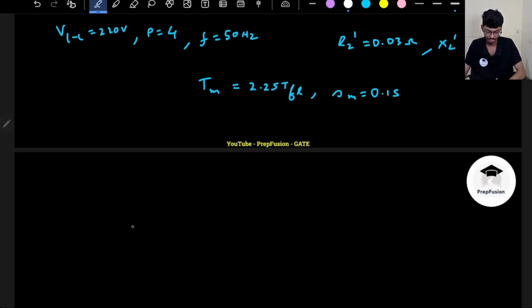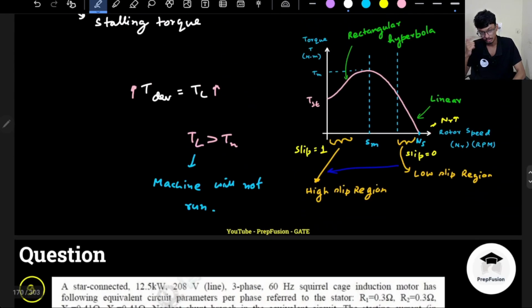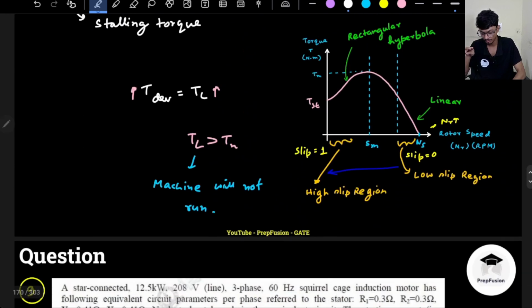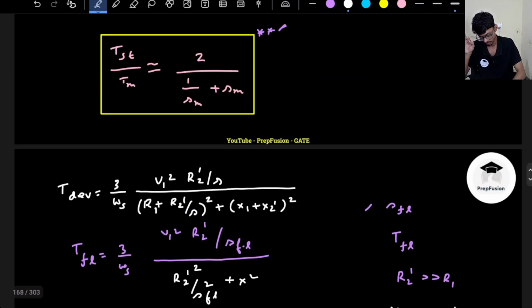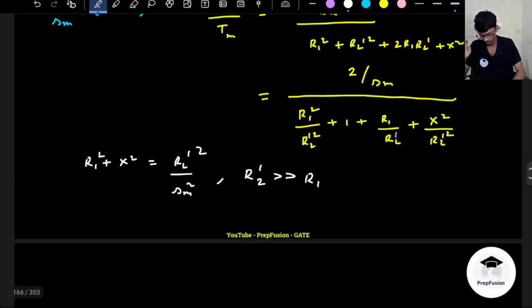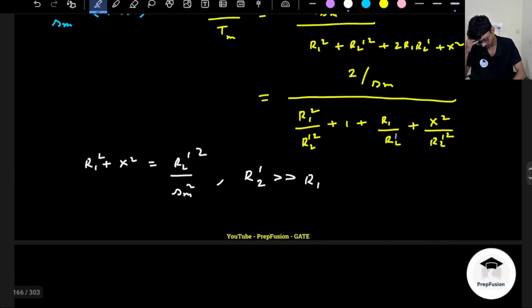During starting, what is the slip? Slip is basically 1, right? Because the rotor is just starting to rotate, so NR is still 0. So basically I want my Sm dash to be equals to 1. And what is the maximum slip formula? If you remember, it was basically equals to R2 dash upon under root R1 whole square plus X2 dash whole square. So this you have to remember, unfortunately, no other choice. Okay, here if you see, where did it go?